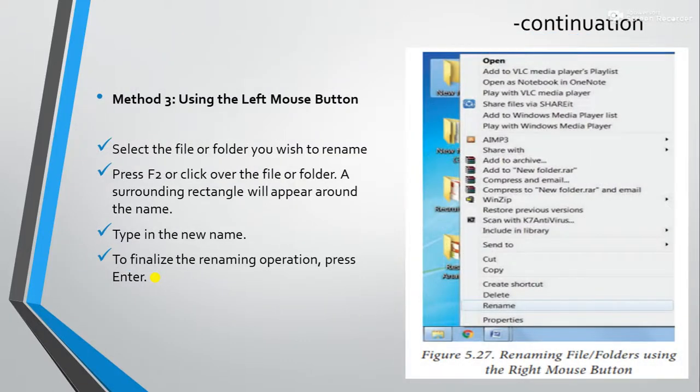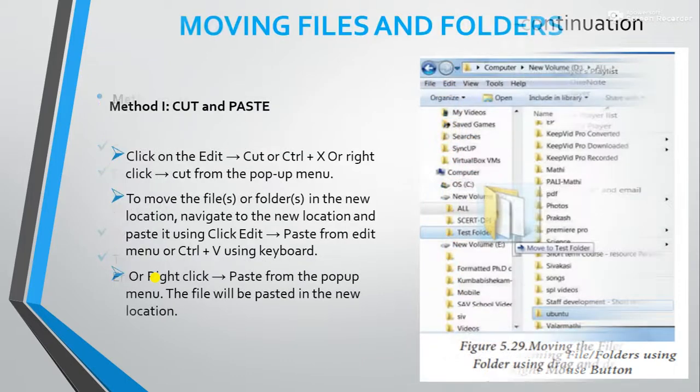Using the left mouse button, select the file or folder. Press F2 or click over the file or folder. A surrounding rectangle will appear. Type in the new name and press Enter.